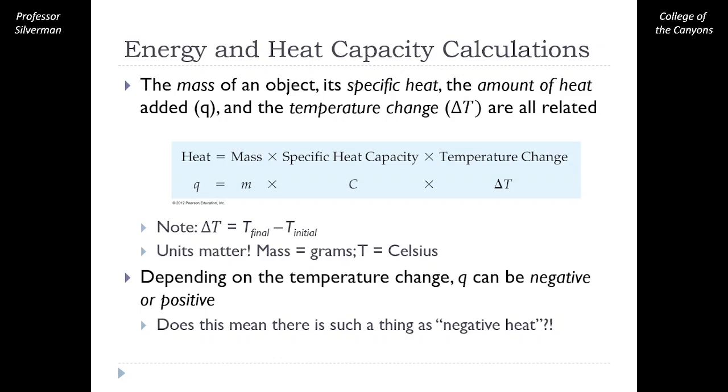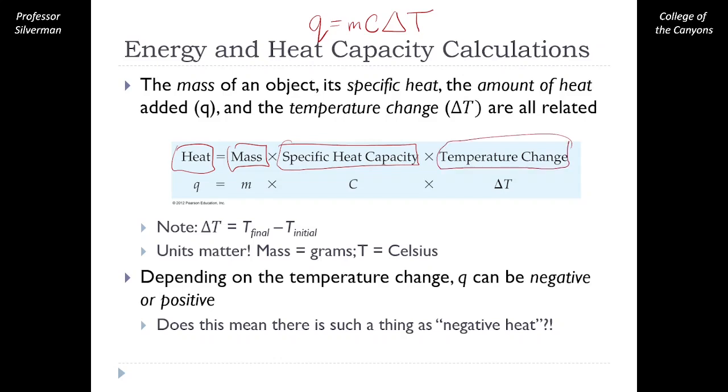Since we have numerical values for our specific heat capacity, we can start to do some calculations. We can introduce this equation, Q equals mc delta T, which describes the relationship between the heat that is required, the mass of our object, the specific heat capacity of our object, and how much the temperature will change.